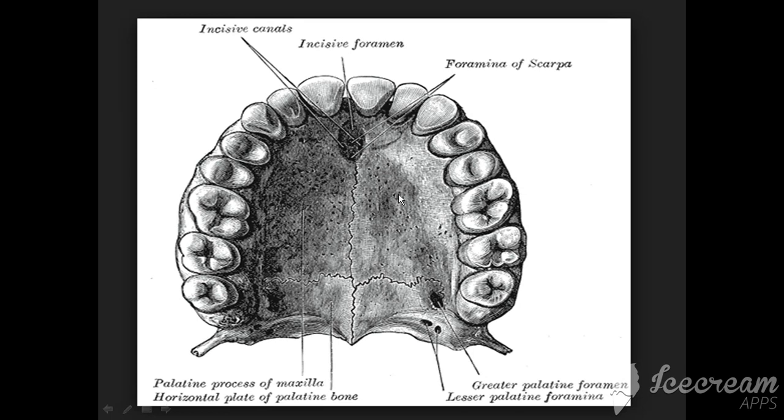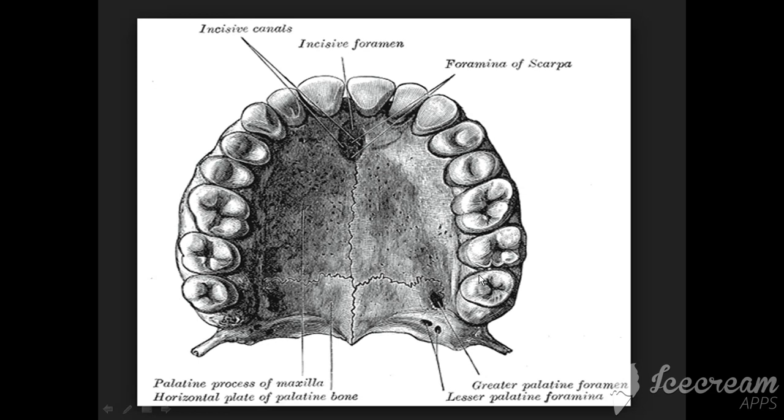Enumerating these again, this is the incisive foramen. These two are incisive canal, and these two are called foramina of Scarpa. Coming towards these structures, this is the palatine process of maxilla, and this is also the palatine process of maxilla. This is the horizontal plate of palatine bone, and this is also the horizontal plate of palatine bone. Two important structures we must know are the greater palatine foramen and lesser palatine foramen, as they are present in the palatine bone. Through these, the greater palatine nerve and lesser palatine nerve pass respectively.